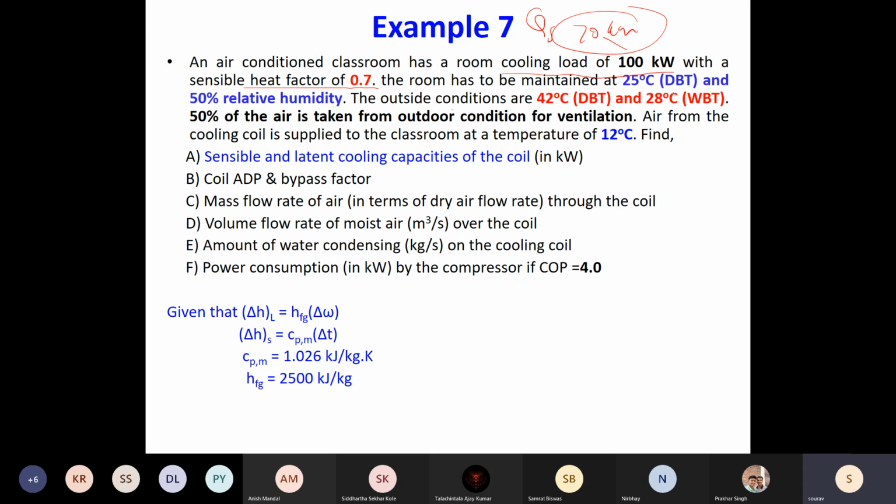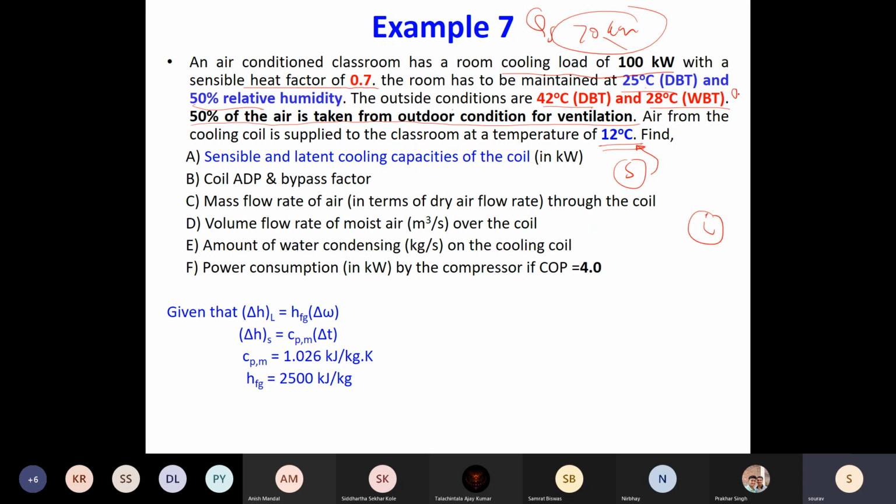Okay, and the room has to be maintained at 25 degrees C, 50% RH. That is your comfort zone, your indoor room condition, that is I, which is fixed. So you want to maintain 25 degrees, 50% RH inside the classroom. The outdoor condition is given. 50% of the air is taken from the outdoor condition for ventilation. Air from the cooling coil is supplied to the classroom at a temperature of 12 degrees C. So your supply side DBT is given.